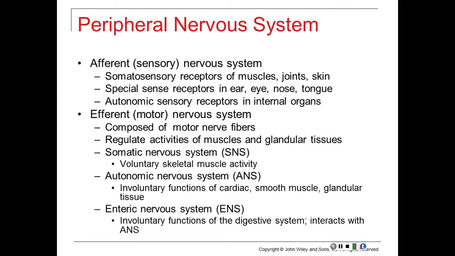The efferent or motor nervous system is composed of the motor nerve fibers. These motor nerve fibers regulate the activities of our skeletal muscles as well as the gland tissues. There's the somatic nervous system, which is our voluntary skeletal muscle activity, the autonomic nervous system, which is our cardiac and smooth muscle, as well as some gland tissue, and then the enteric nervous system, which is the involuntary functions of our digestive tract.